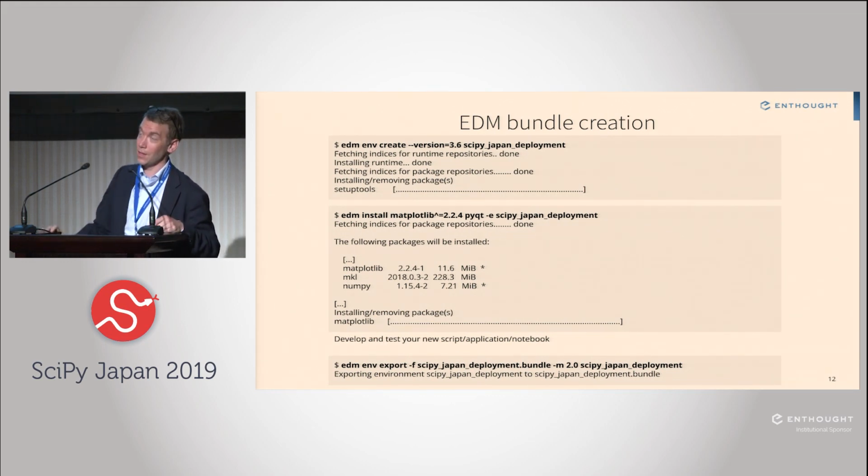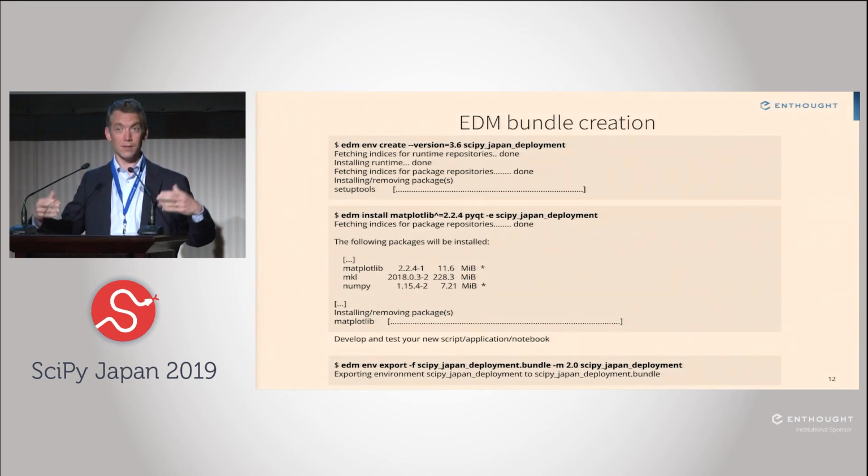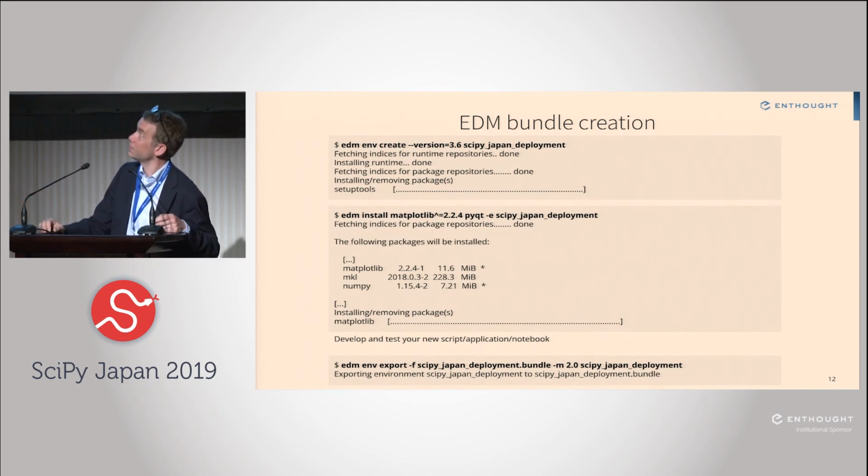And so as you see on the first line there, I'm just calling the EDM executable, EDM environment, create, version 3.6. I'm asking for a Python 3.6 environment, and I'm giving it a name, SciPy Japan Development. It's going to connect to the internet, fetch the Python runtime, install that locally, add some default packages, and then you're up and running. Now you have a Python 3.6 environment installed.